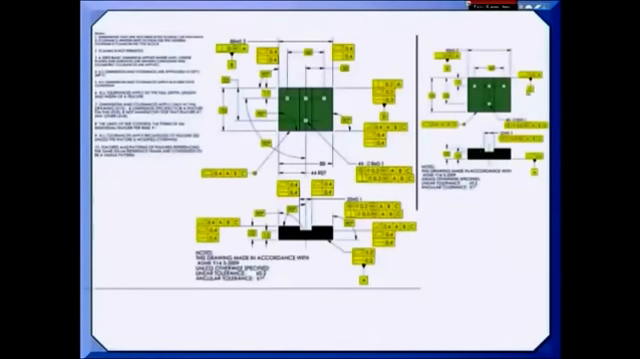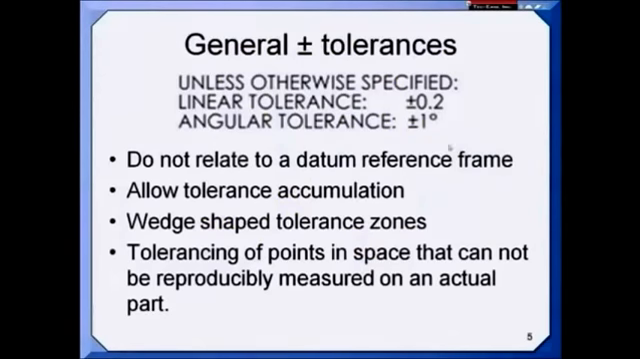Now, which would you rather have, the drawing on the right or the drawing on the left? I think we'd all go with the drawing on the right. The reason we've gone to geometric tolerances is to fix the problem that we used to have with those general tolerances. You're all familiar with these linear and angular tolerances that do not relate to the datum reference frame. They allow for tolerance accumulation. We get wedge-shaped tolerance zones because of that angular tolerance. And we end up dimensioning and tolerancing points in space that cannot reproducibly be measured.